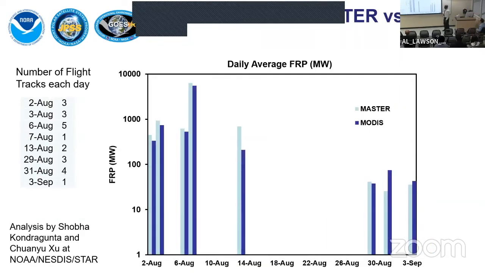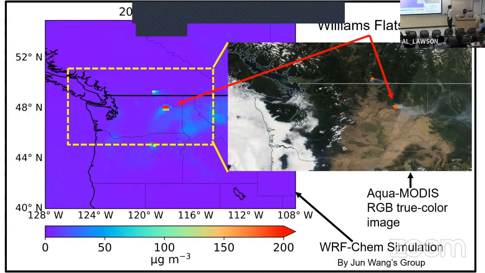And we also did the same comparisons with the airborne instrument and MODIS. And we'll see the different agreements or disagreements. So basically, we're using the airborne measurements of the fires to validate the satellite measurements. And we're also using the emissions we're deriving from the airborne measurements to plug into the WRF-Chem and simulate the smoke distribution, which you see there, which agrees with the satellite observation.